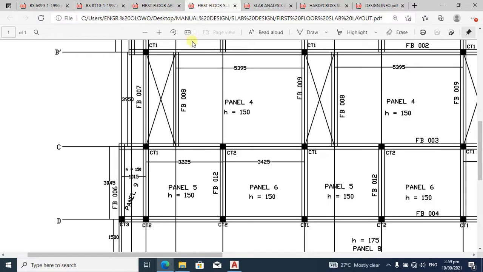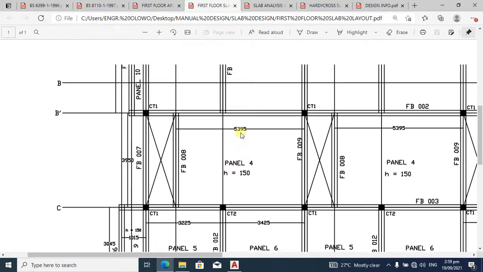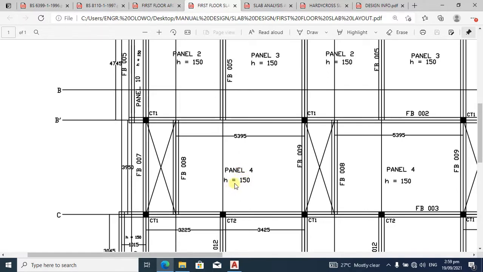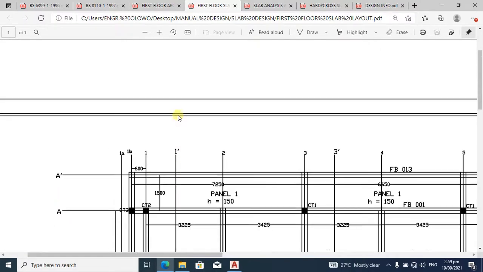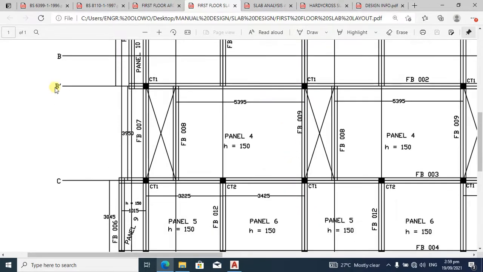Now we are going to start with the design of a typical panel 4. Panel 4 is on the grid line B prime to C. You can see B prime to C and 1 prime to 3. We can trace this location on the architectural plan. So let us go to the architectural plan.